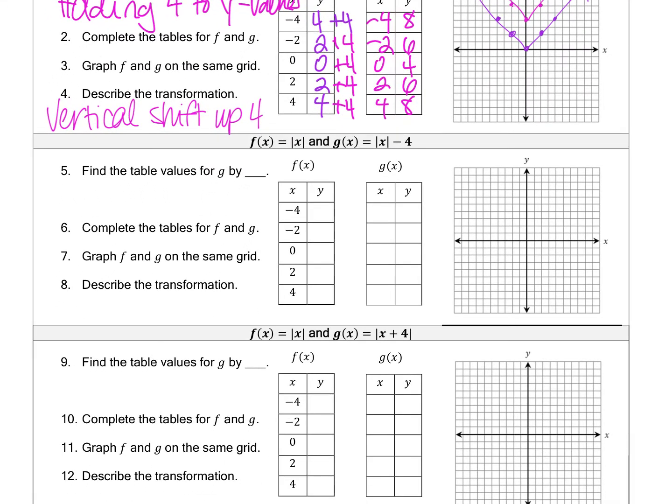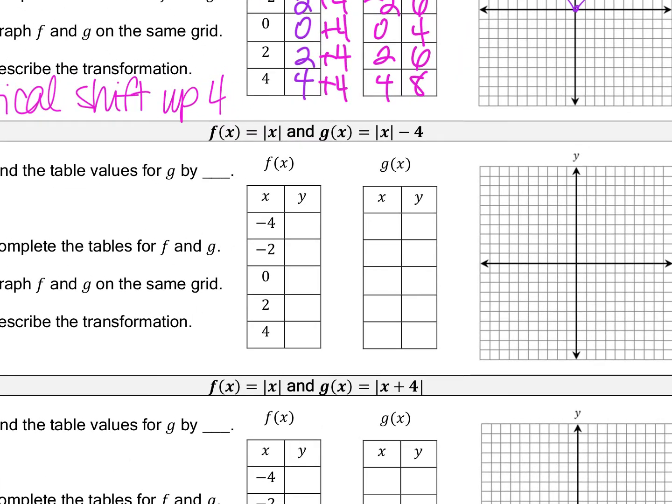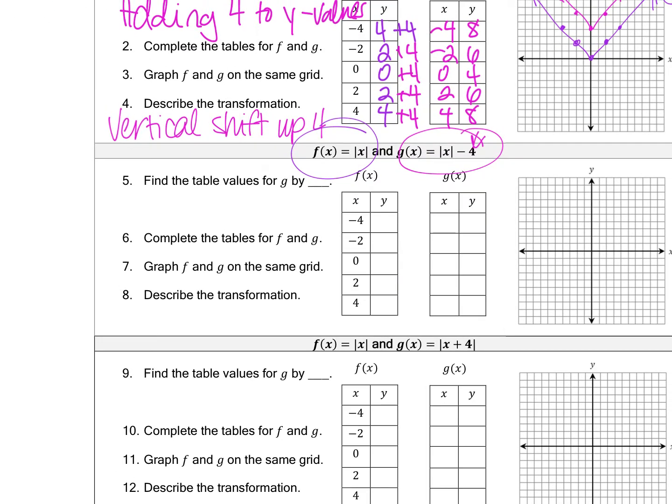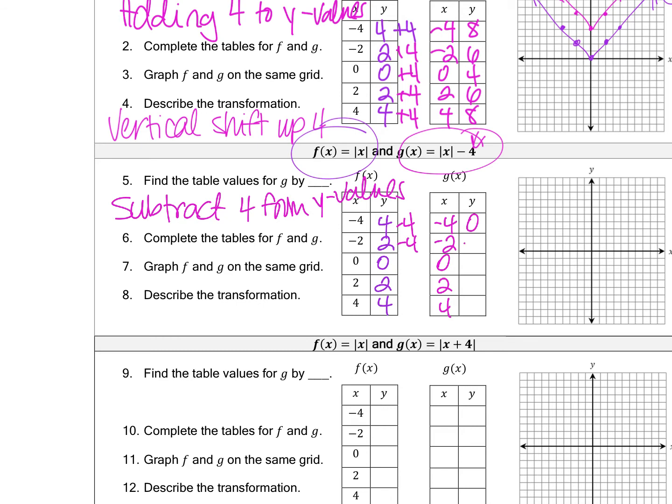Okay, so looking at my next one, notice we still have absolute value symbol. Here's my parent function and my new function. We are this time subtracting 4, which means we will be subtracting 4 from the y values. So my table is still the same here. And then my x's are staying the same. And we are subtracting 4 from our y values. So that's going to be a 0, negative 2, negative 4, negative 2, and 0.